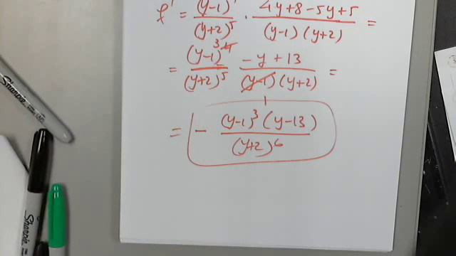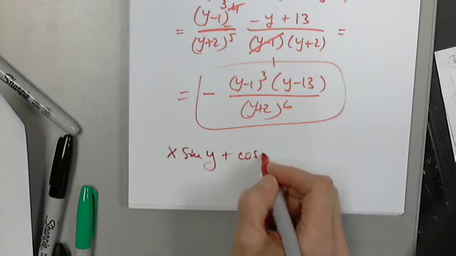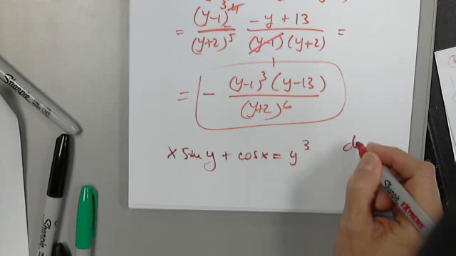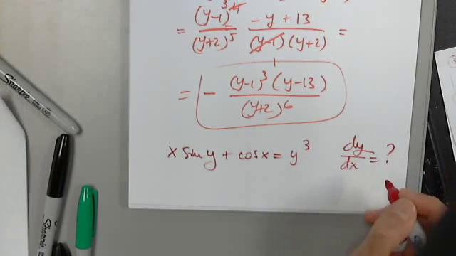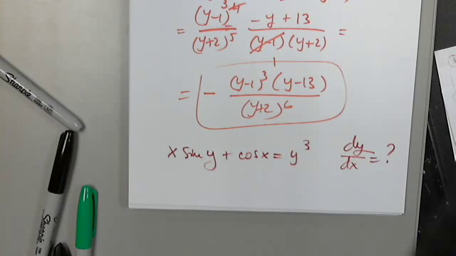Okay, so let's look at the next one, which is x sine y plus cosine x equals y to the third. We're asked to find dy over dx. If I'm asked to find dy over dx, it's very clear that y is a function of x.